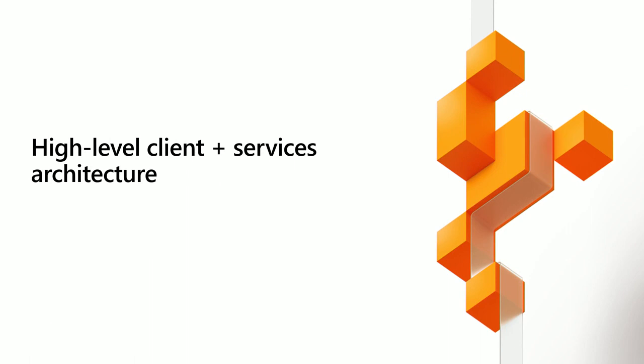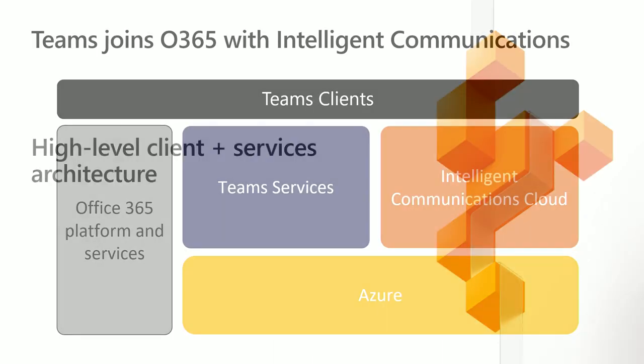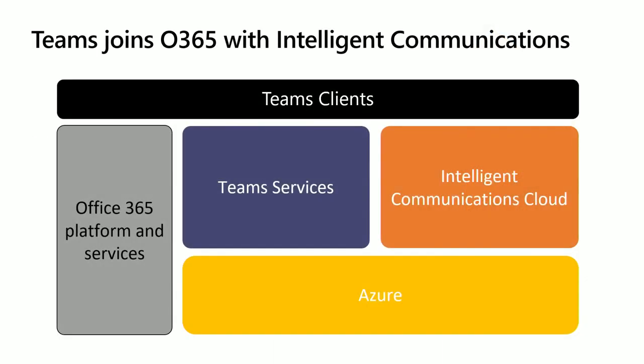So let's start with the high-level client and services architecture. This is kind of the 10,000-foot view. We're going to go into detail on each of these boxes, and they're going to be color-coded consistently. At the top, we've got the Teams clients, of course. On the left, you see the Office 365 platform and services. In the bluish purple, you see the Teams services. The Intelligent Communications Cloud is the new-ish name for what we used to call the Skype infrastructure. It's the same thing, and it's a set of services that we're going to go into. And at the bottom, of course, everything runs on Azure.